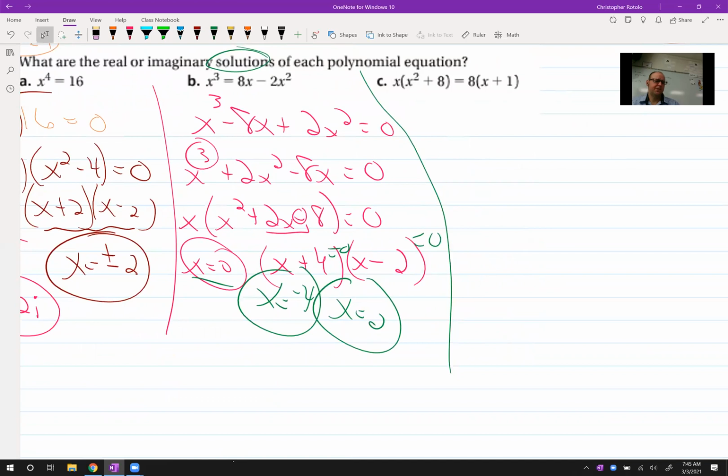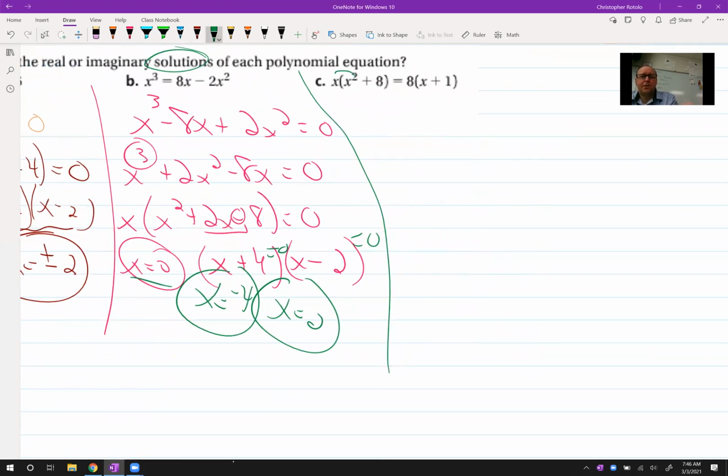All right, the next one's a complete mess, right? Like, what's happening here? So first thing we have to do is clean it up. We just got to clean everything up. So we're going to distribute here. So I get x cubed plus 8x equals 8x plus 8. All right. X cubed is the highest power. I'd like to keep that positive. So let's subtract 8x and 8.